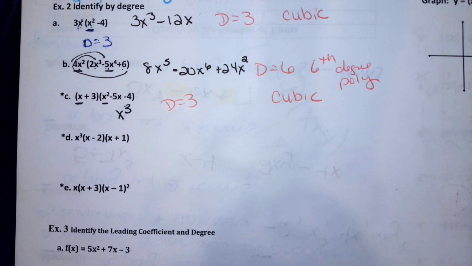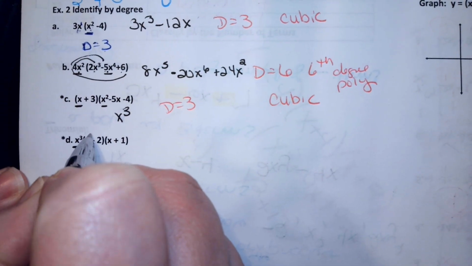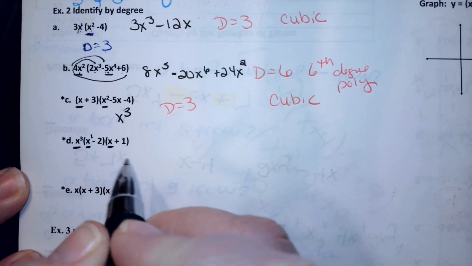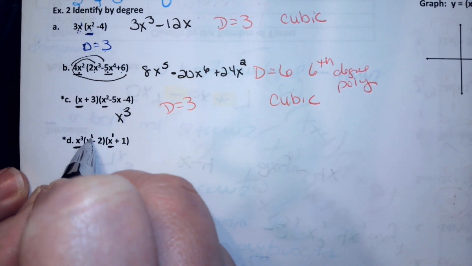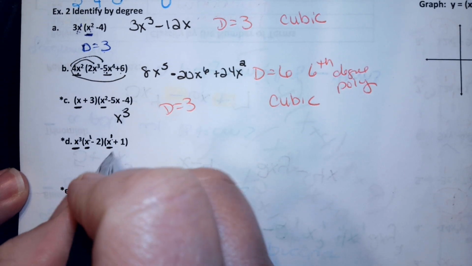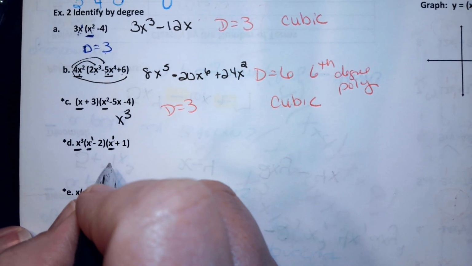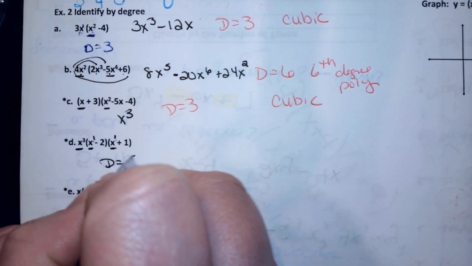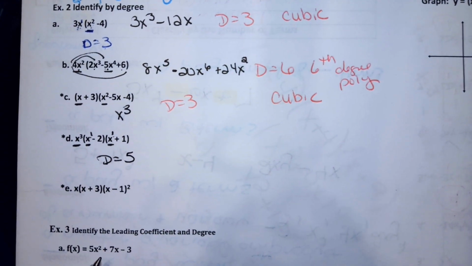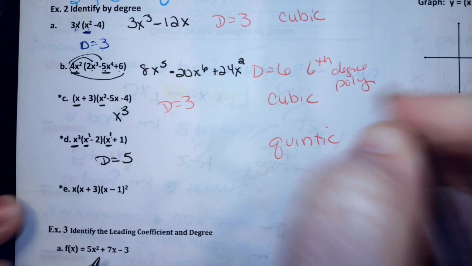All right, so let's see what you got. The biggest degree right there is 3. The biggest degree right there is a 1. And the biggest degree of that set of terms is a 1. So 3 plus 1 plus 1 would be 5. So this is actually going to be a degree of 5. And since it's a degree of 5, that would make that a quintic function.